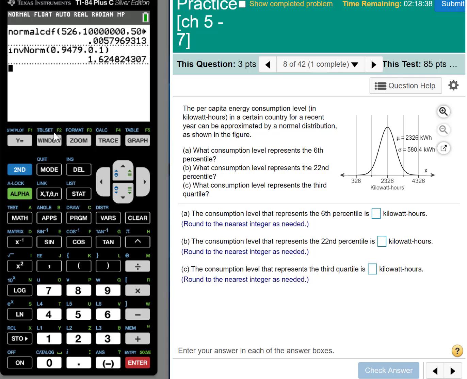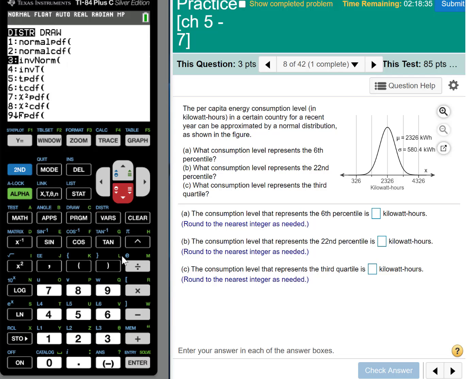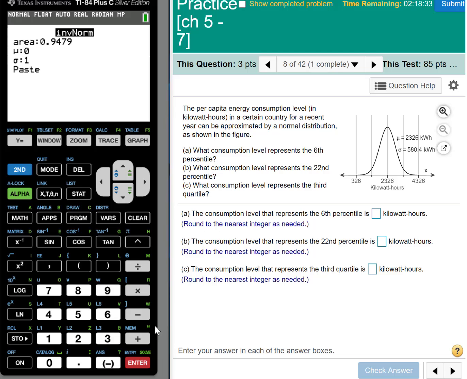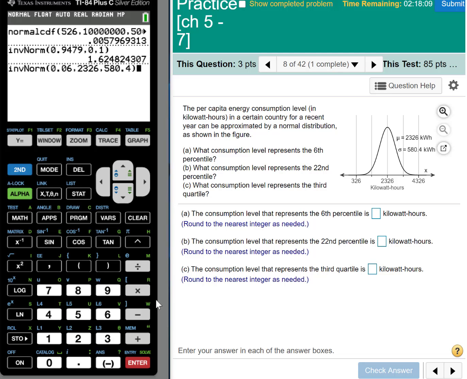So you use inverse norm. Enter. Okay, the area is 0.06. And then enter the mean. Don't put 0.1 now. He's asking you for the next value. We already know the mean. It's 2,326. And the standard deviation is 580.4. And then paste and enter. So the answer is 1,423.6. He says round to the nearest integer, so it will be 1,424.